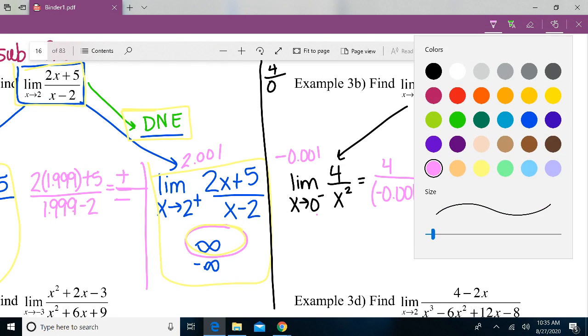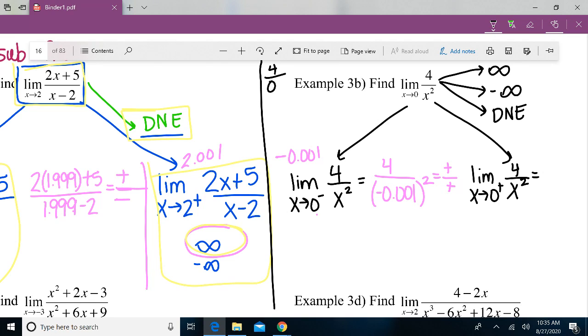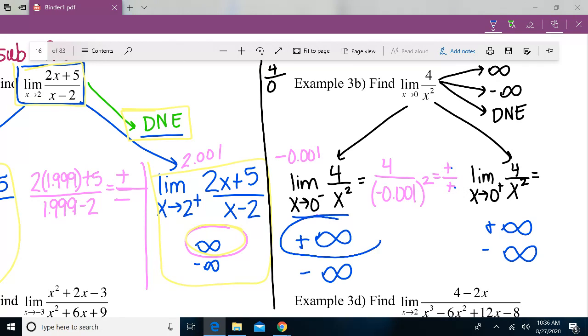And also, when I'm breaking this up into limits from the left and the right, I know that these answers are only going to be either positive infinity or negative infinity. Same for the limit from the right. So it'll be positive infinity or negative infinity. Okay, so back to the limit as x approaches 0 from the left. Well, if I get a positive divided by a positive, that is going to equal a positive number. So the limit as x approaches 0 from the left is positive infinity.